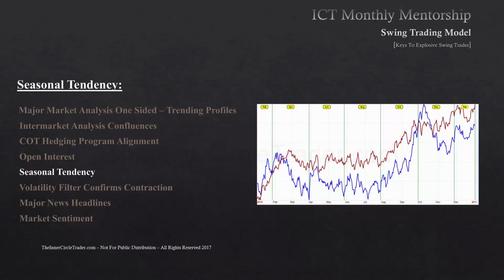Okay, moving on, seasonal tendencies. We want to find, obviously, times when we take a swing trade when the seasonal tendencies are aligned for a movement. So if we have our major market analysis suggesting that there's trending profiles in 2 of the major categories, open interest has declined, we have our hedging program suggesting the commercials are buying, intermarket analysis suggests that this market is poised to go higher because other markets are confirming that's the case, and we see a seasonal tendency for the market to want to rally, as it's indicated here, December into January. And rolling over to the next year, you can still see January going into February. There's a strong tendency still for this market to go higher.